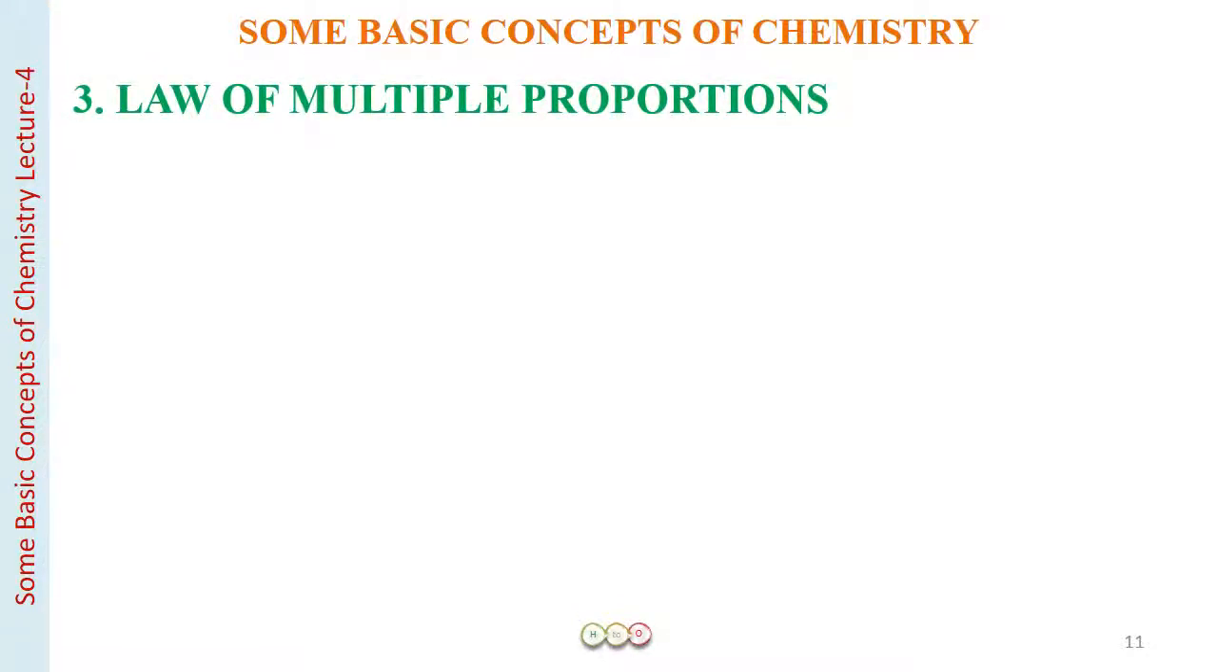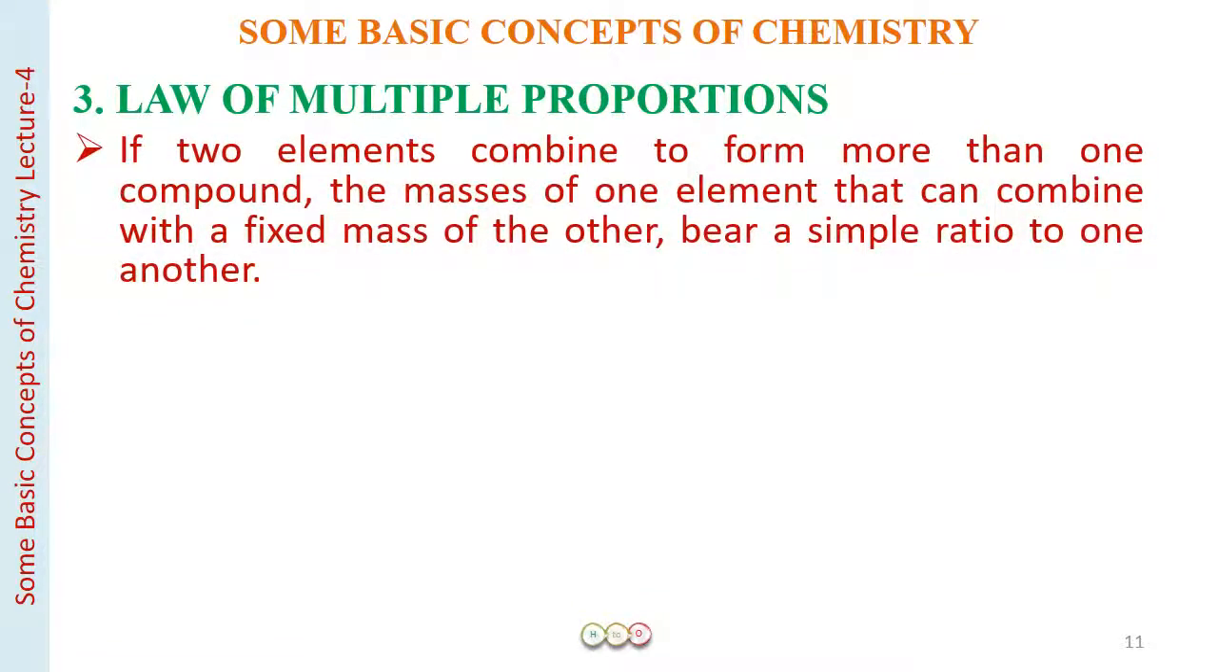Fine. So now we have the third law, which is the law of multiple proportions, and this was given by John Dalton. And what does this law say? This says that if two elements combine to form more than one compound, the masses of one element that combine with the fixed mass of the other bear a simple ratio to one another. Let us understand this with an example, then you will be able to appreciate it.